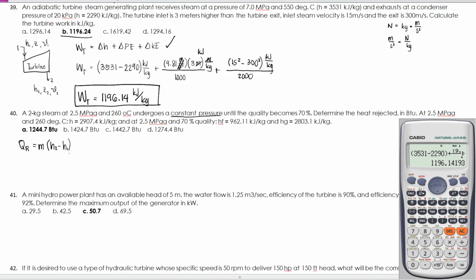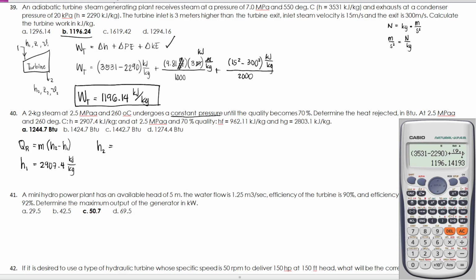So, yung ating enthalpy 1 is yung initial na condition ng ating problem. Ang initial condition daw ng steam sa ating problem is at 2.5 megapascal and 260 degrees Celsius. And as you can see, yung enthalpy at that condition is given na. Yun na yung 2907.4. Okay? Yun na yun as is na, kasi given na nga sa ating problem. So, kailangan na lang natin kuhanin yung para sa enthalpy 2.